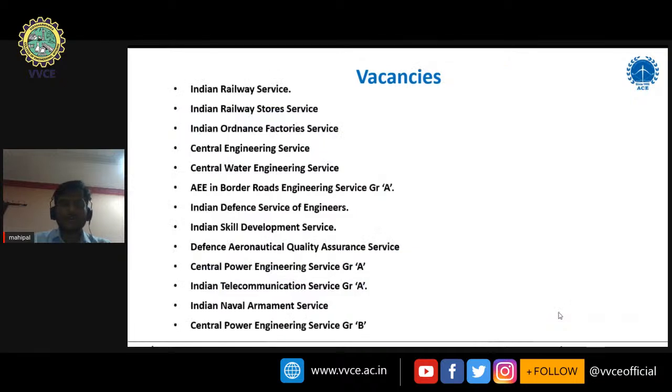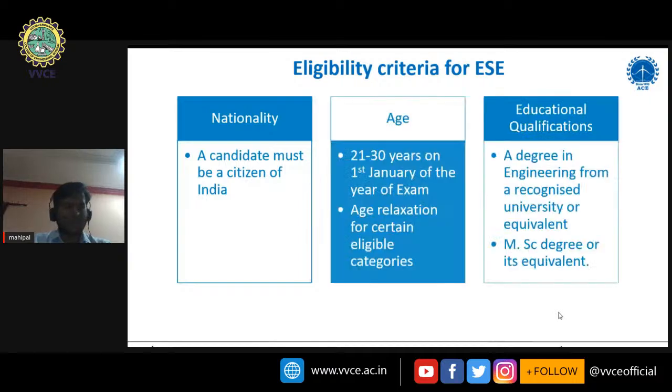So which are the jobs that are available? These are some of the jobs that are available this year, every year. And what is the eligibility criteria? One thing you need to worry about is your age, which must be between 21 and 30.